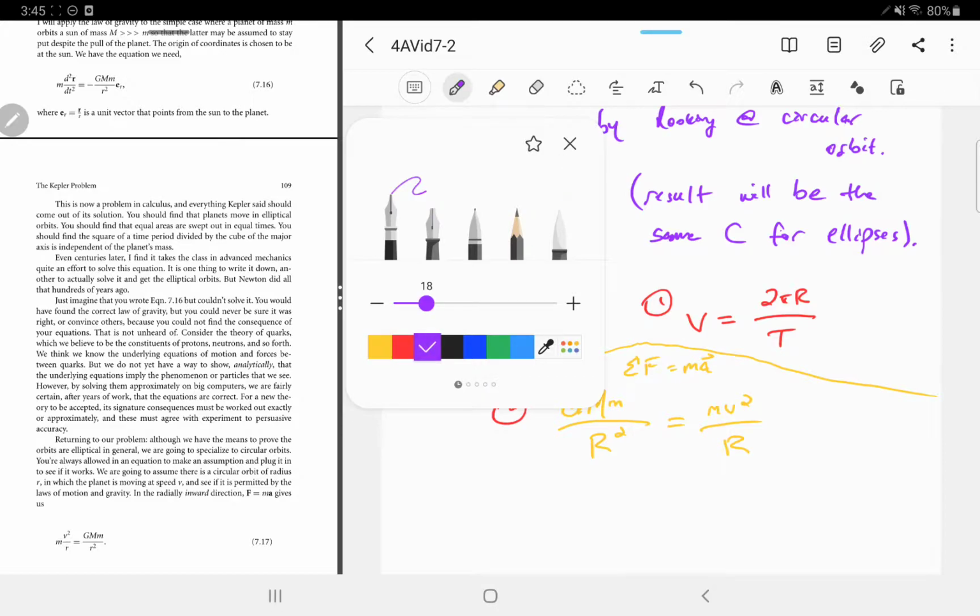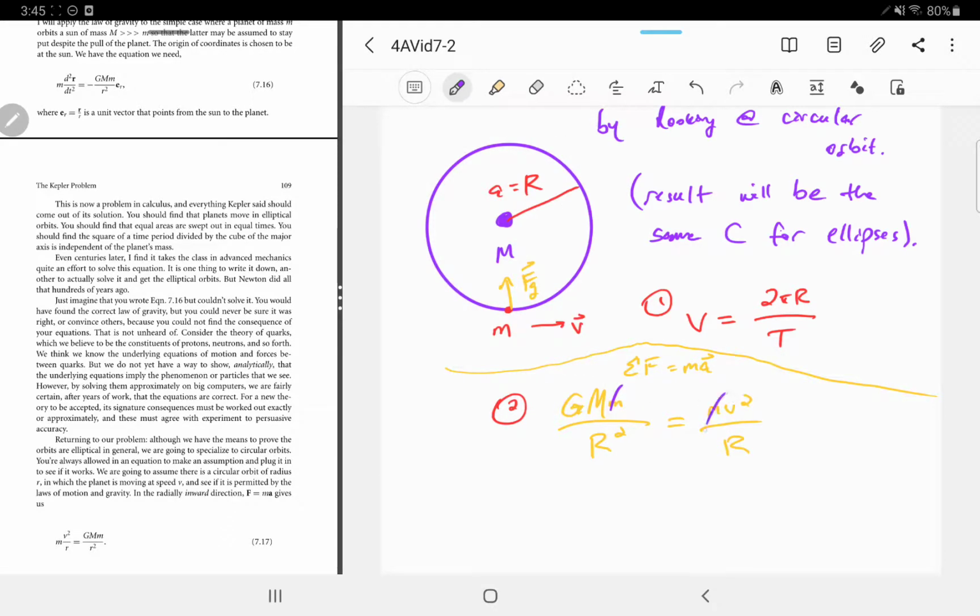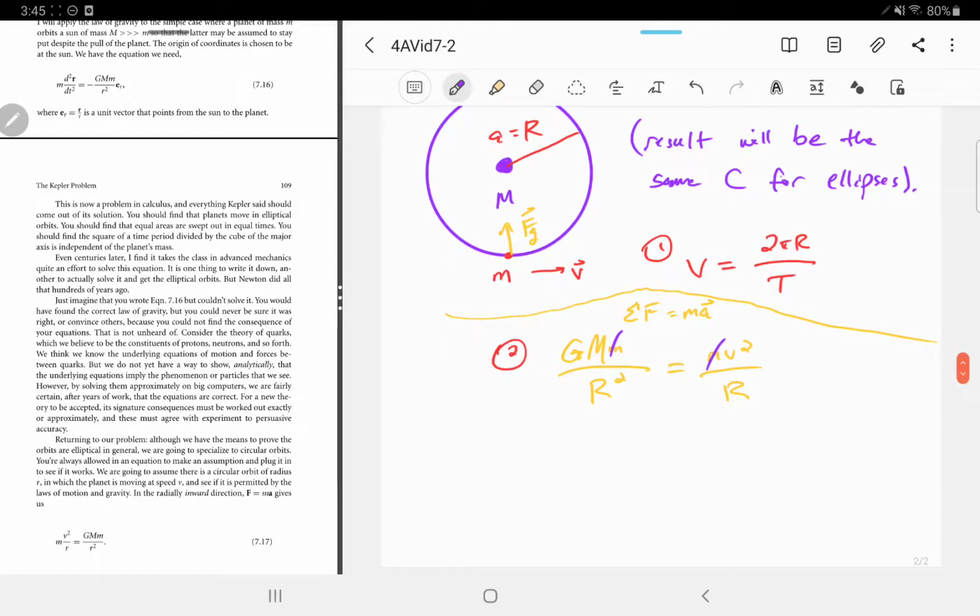So this is great. We can cancel out the m's here, and we can cancel out one of the r's. I'm just going to move one of the r's over, so v squared is equal to G times capital M over r. That's neat. It tells us how quickly the object is moving.